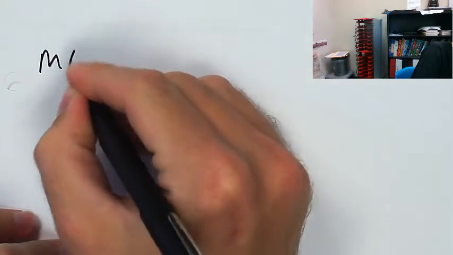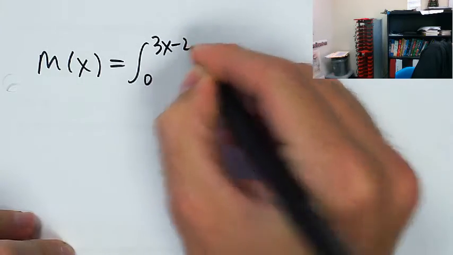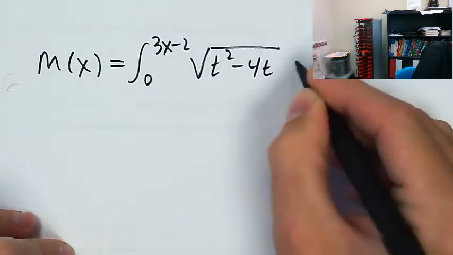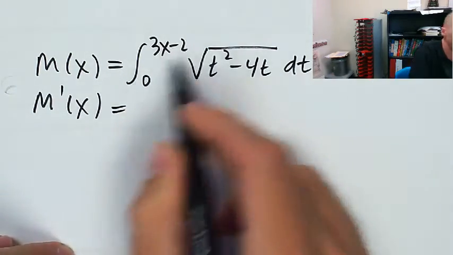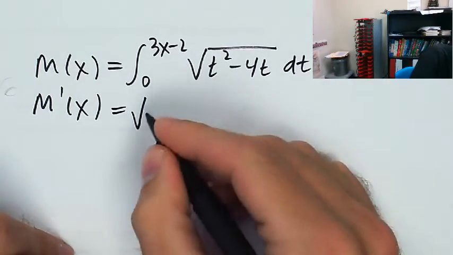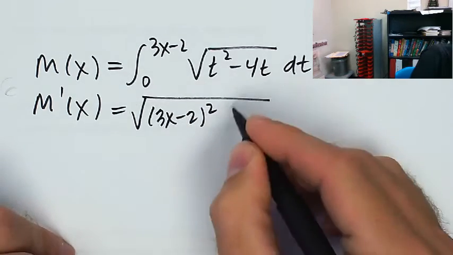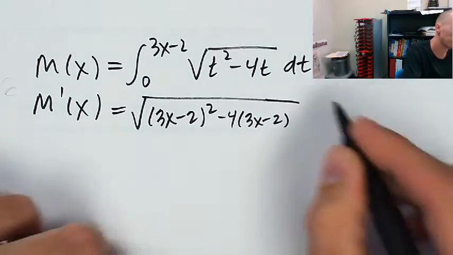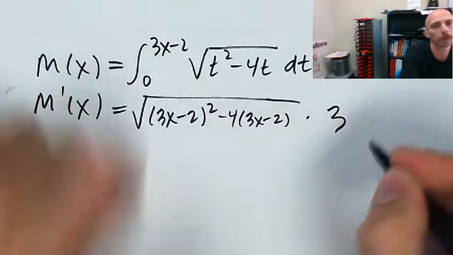So m is going to equal the integral from 0 to 3x minus 2 of the square root of t squared minus 4t with respect to t. Okay, so m prime is going to be, I throw in 3x minus 2 wherever I see t in the integrand, which is that square root. So square root of 3x minus 2 squared minus 4 times 3x minus 2, that wasn't enough roof over my square root. And then I need to multiply by the derivative of this for the chain rule, so that's times 3.